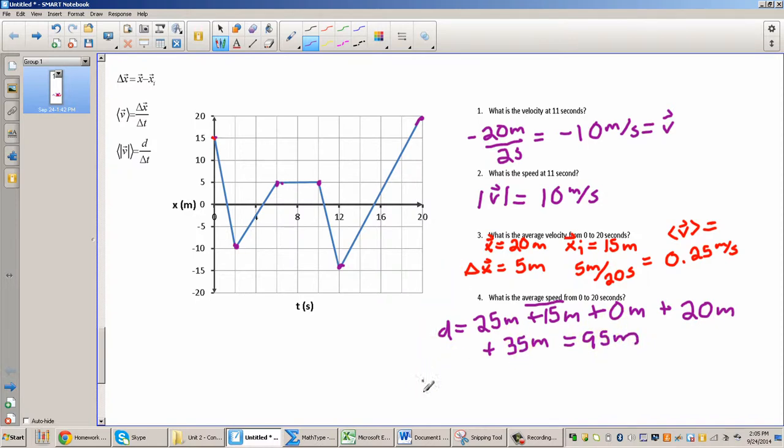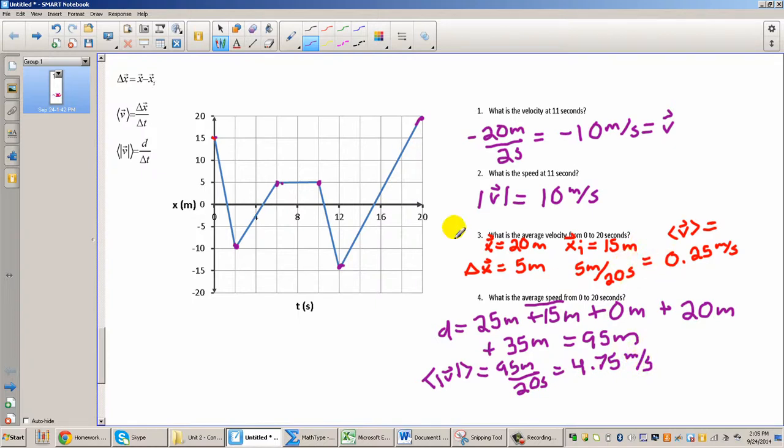So to find the average speed, try to get used to this notation, we'll have to do 95 meters divided by 20 seconds. And we get 4.75 meters per second.